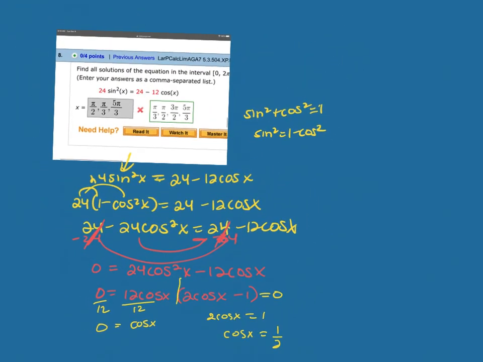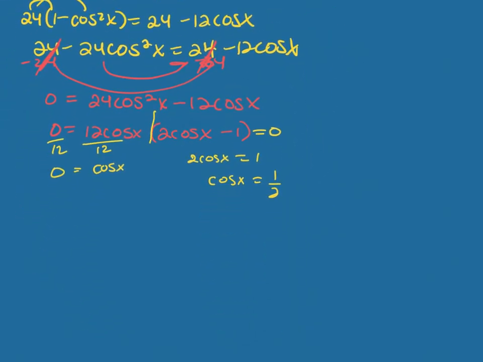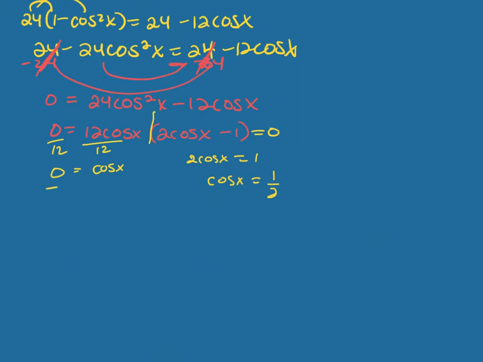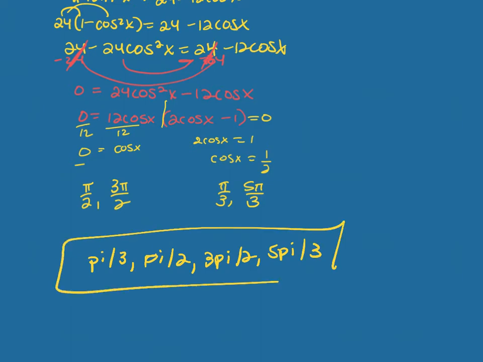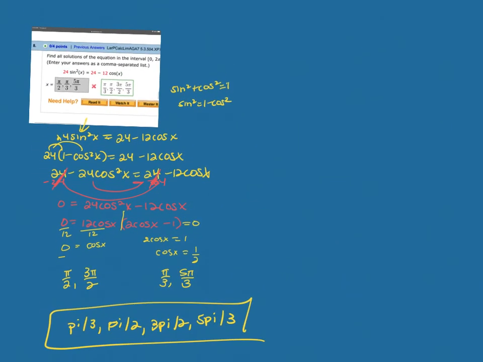And then, did it give you an interval? Yep, it gave the interval, so we're using the whole unit circle. Cosine is 0 at pi over 2 and 3 pi over 2. Cosine is 1/2 at pi over 3 and 5 pi over 3. And then I would put those in order from least to greatest. So it would be pi over 3, pi over 2, 3 pi over 2, 5 pi over 3, if that was the answer on the quiz. You're just missing the 3 pi over 2 from this one.